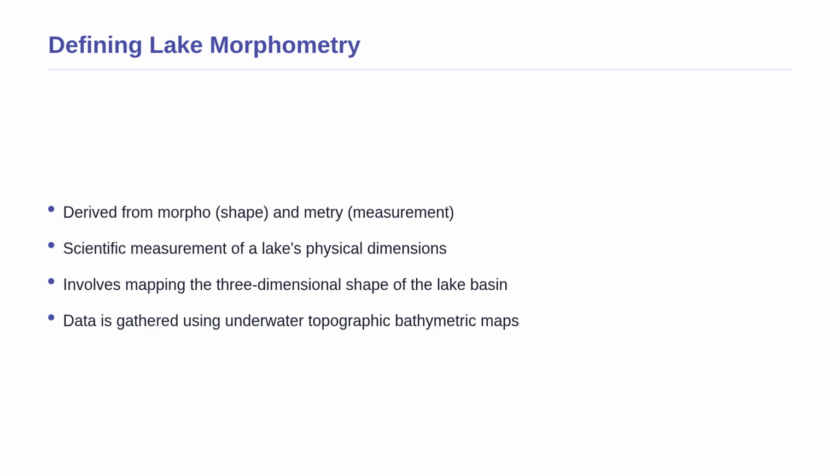Scientists map the three-dimensional shape of the lake basin, including its surface area, total volume, and depth profile. They gather this data by creating bathymetric maps, which are essentially underwater topographic maps showing the contours of the lake bottom. This gives us a complete physical blueprint of the water body.